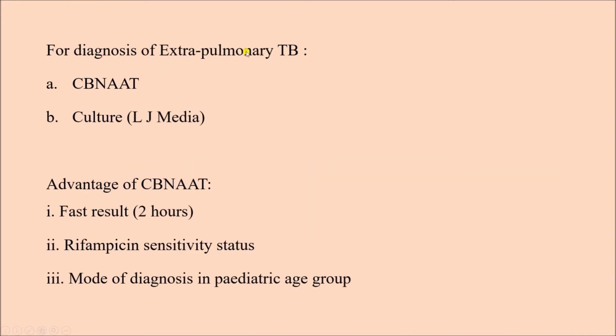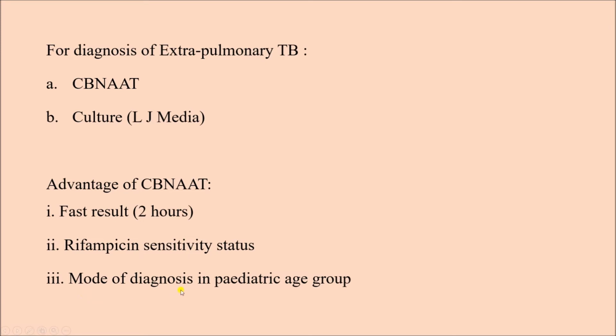Now for extrapulmonary tuberculosis, the investigation of choice is CBNAT. Alternatively, we can go for LJ media culture. What are the advantages of CBNAT? Fast result, so it can be obtained within 2 hours. It also mentions the sensitivity to rifampicin. We know that rifampicin is a first line drug. We shall discuss it very soon.